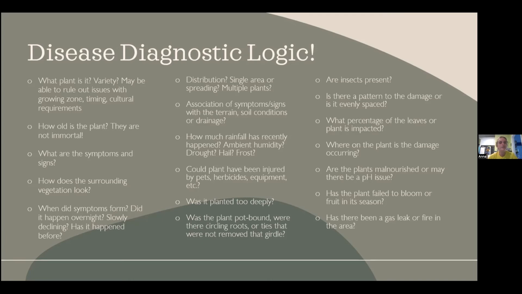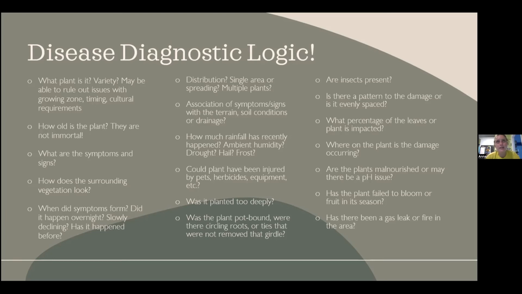Be able to rule out issues with growing zone, timing, or cultural requirements. So that's really important. If I'm trying to grow collard greens and it's July in New Orleans and they have lots of bacterial leaf spot, well, I know that's an issue with timing, right? That's really more of a cold crop. It likes the cool season, and it probably isn't going to do great in July. Cultural requirements, so like that gardenia where it was real chlorotic, is it planted in an area with a high pH soil? Well, okay, so maybe its cultural requirements were not met, so there might not be a disease in that case.